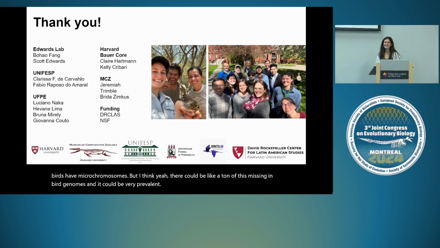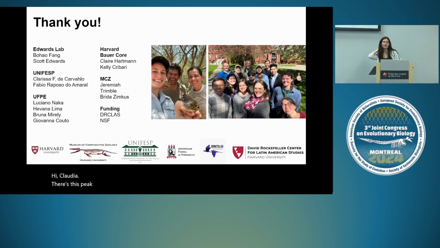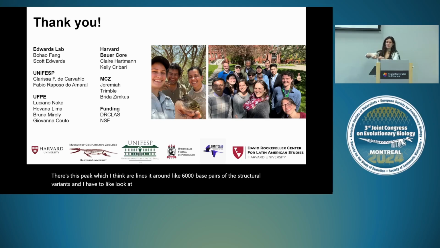Hi, Flavia. Do you have any guess of what type of transposable element could be more involved in this structural variant? There's this peak, which I think are LINEs, around 6,000 base pairs of the structural variants. I have to extract the variants and look at repeats on the variant itself, but it might be LINEs. Well, that's the 3rd most common type I found.